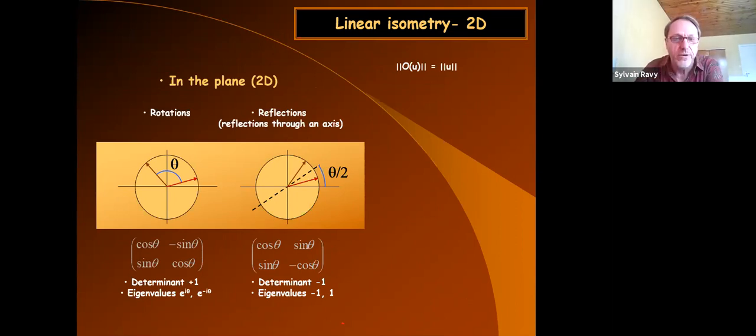And you can see here the representation by a matrix that you know very well. And the indirect ones are reflections through an axis which has an angle theta over 2 here. And this is represented by this matrix here. So this is the case of 2D, and these are the groups which are called SO(2) and O(2) in general, right?